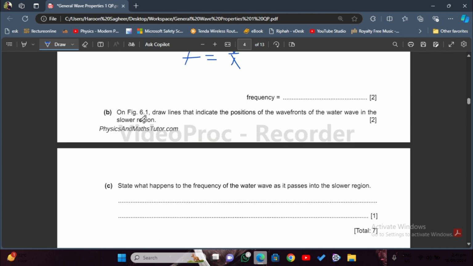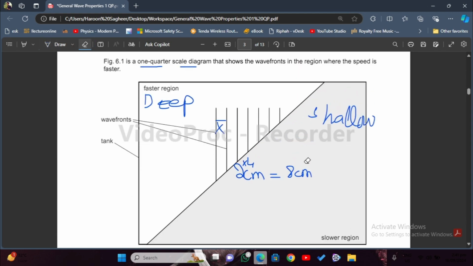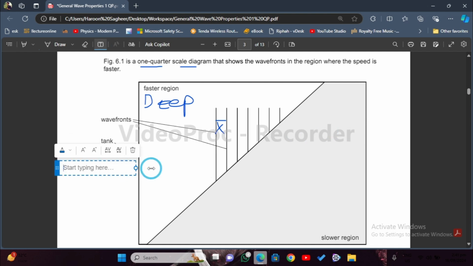Right, now in question number B, draw lines that indicate the position of the wavefronts of the water wave in the slow region. Here's something that you will have to learn as a rule. I will explain the reason as well, but let me just write the rule first. We would write the rule like this. I hope you would understand.